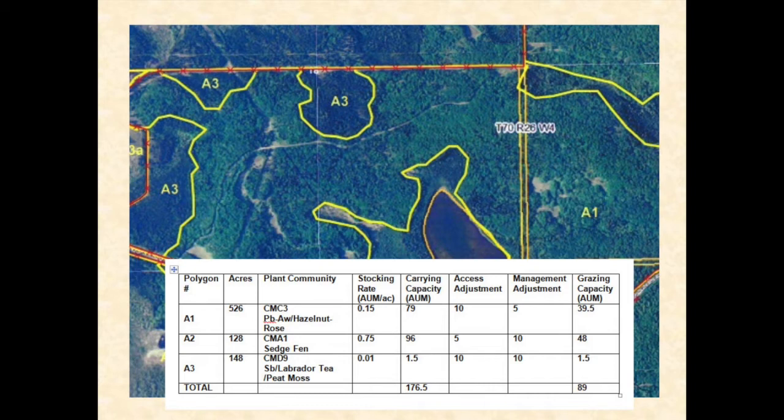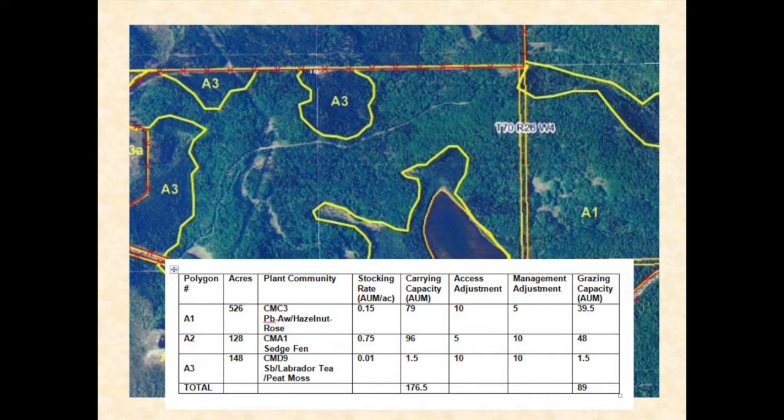Okay, and the sedge fen, it's sort of the opposite issue. They can't get to all of that polygon. They assess that it's really only 50% of it is accessible. But there's no adjustment for management because the part that is accessible, they are getting to and they are grazing it. And so the management there on that polygon and that part of the pasture is just fine.